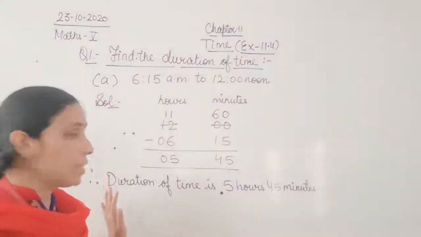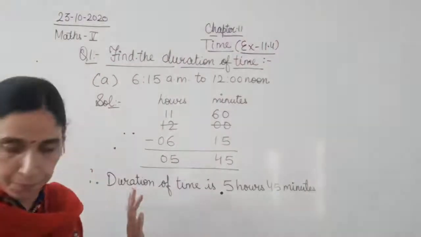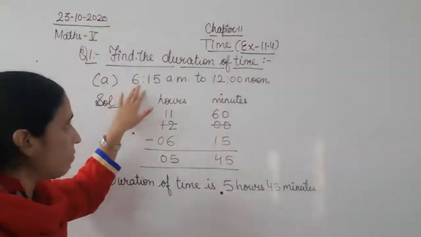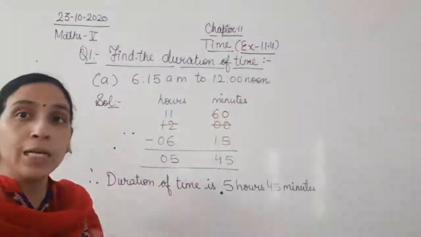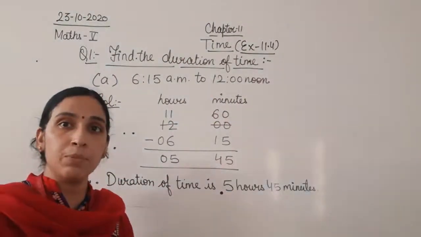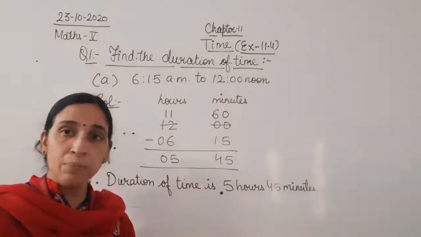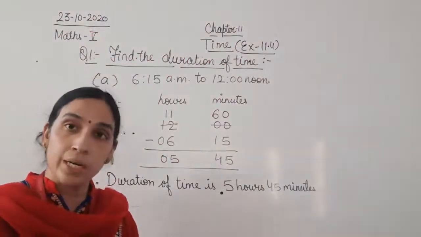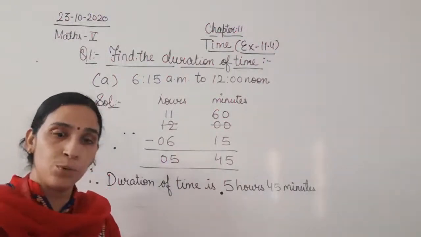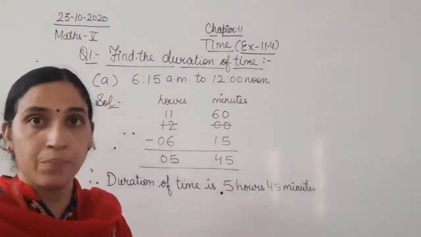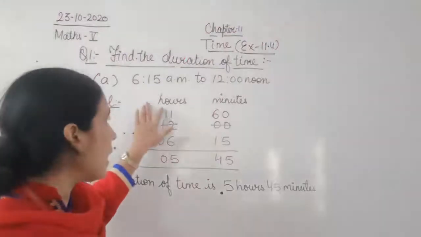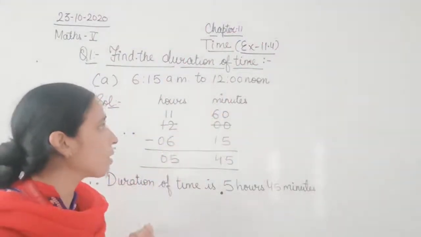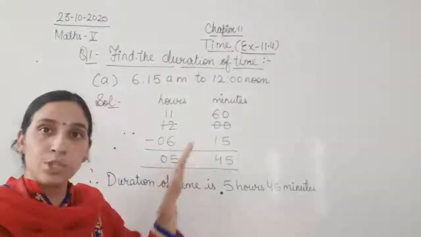So what we have done in this A part, you have been given 6:15 am to 12 noon, and you are supposed to find out the time duration. The time duration is nothing, that is only subtraction that we have already done. That only we are going to continue here. Now we'll write hours and then minutes. We'll write here 12:00, 12 hours 00 minutes.